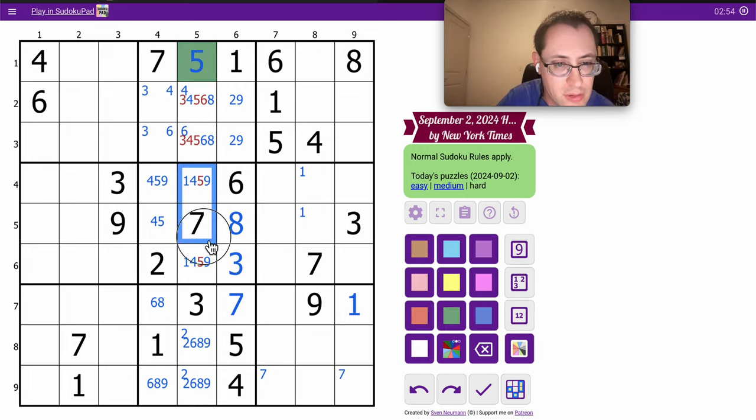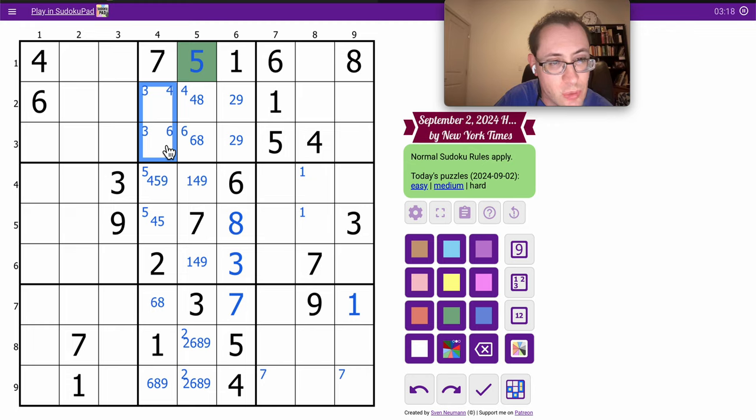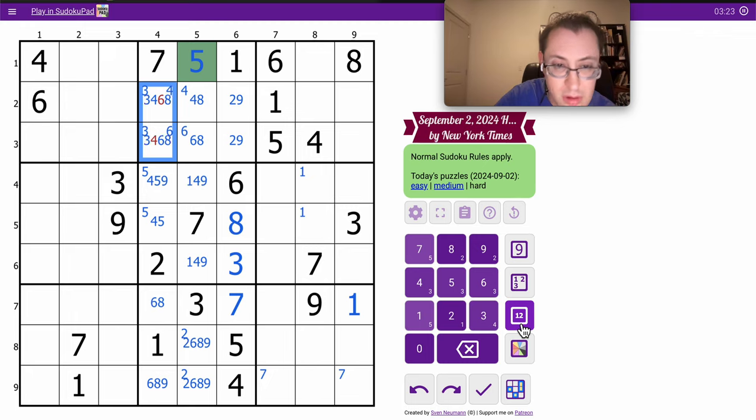Okay. These are not 5. 5 is forced one of these. Neither of those are 3. Neither of these are 5. Well, this is interesting. These two can't be 1, 2, 5, or 7. Doesn't help me much, does it? It does not.